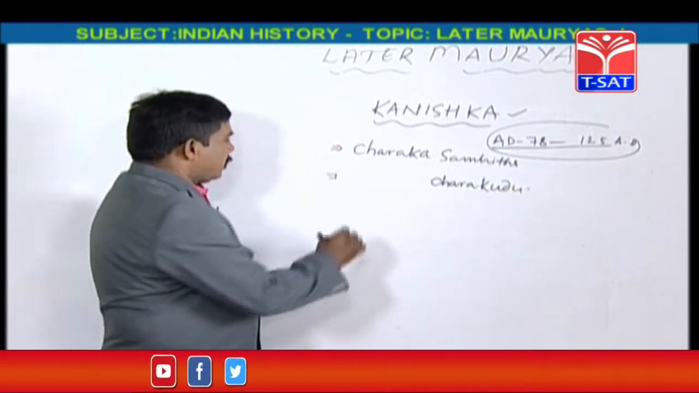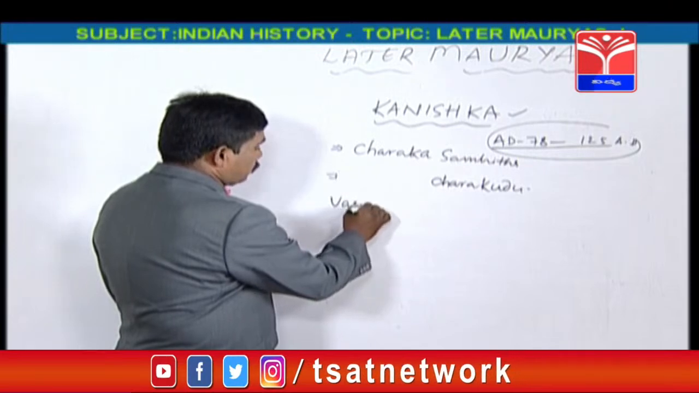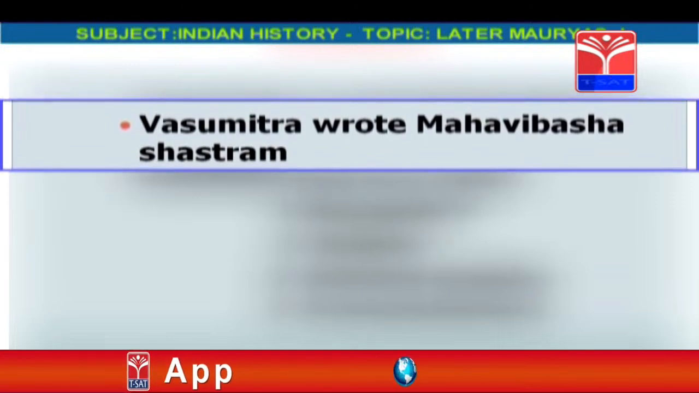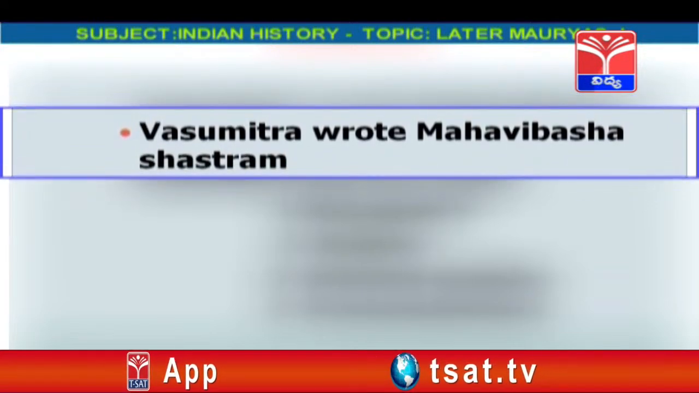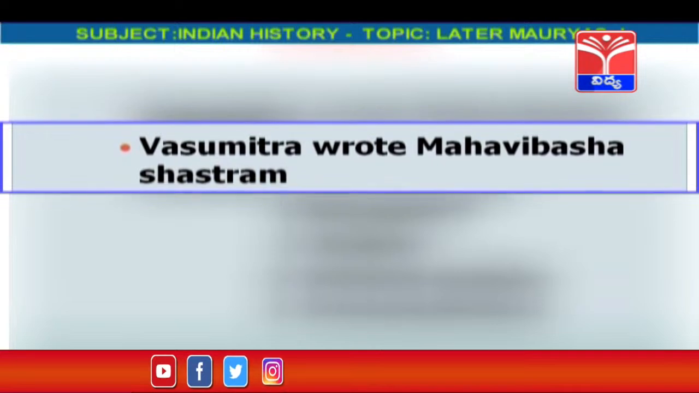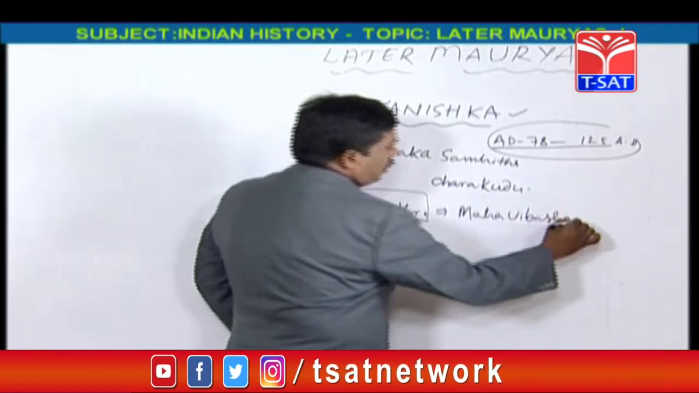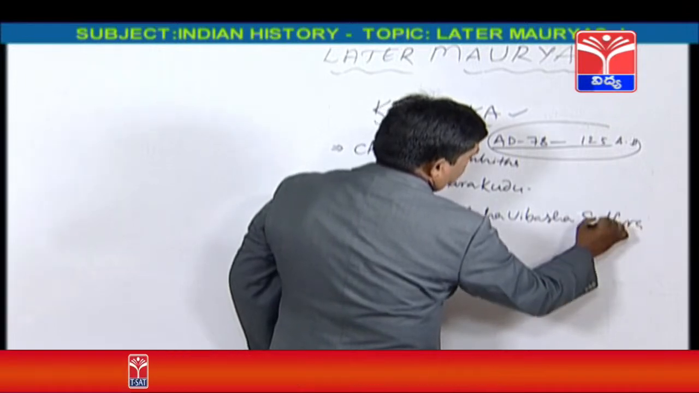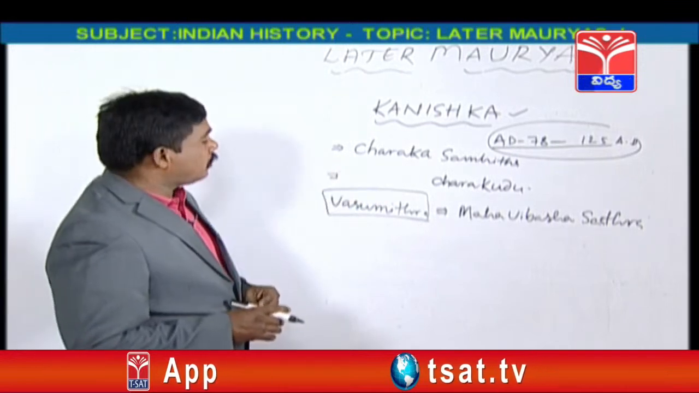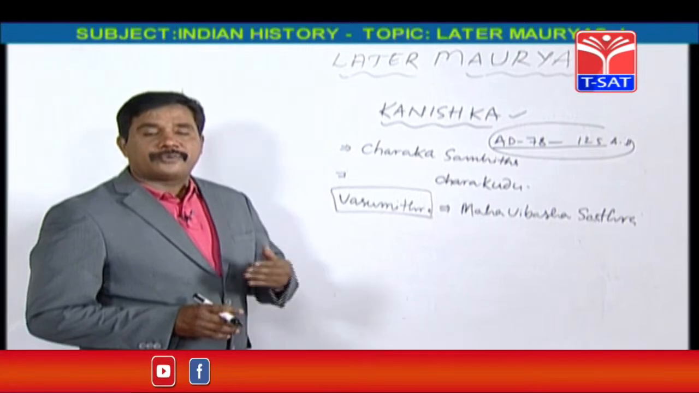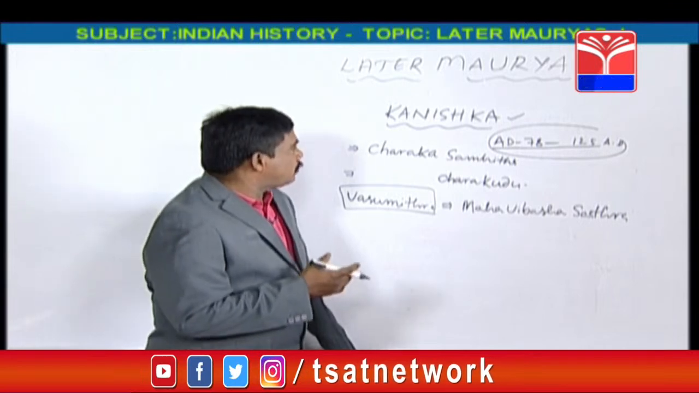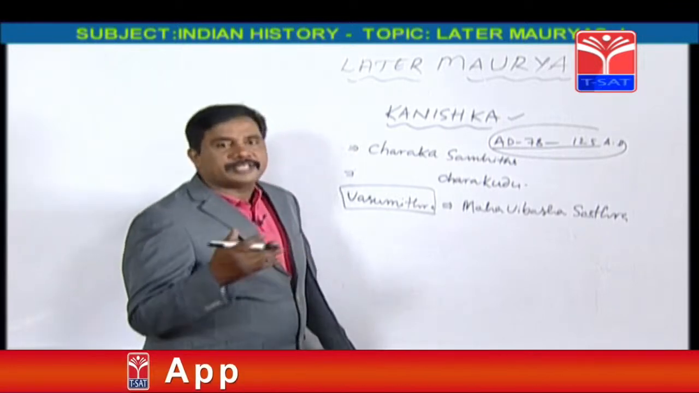And we have Vasumitra. Vasumitra was the chairman of the 4th Buddhist Council. He wrote the Mahavibhasha Shastra. Charaka wrote the Charaka Samhita, which is the first diagnosis book in India. So these are the books giving information regarding Kanishka's history.